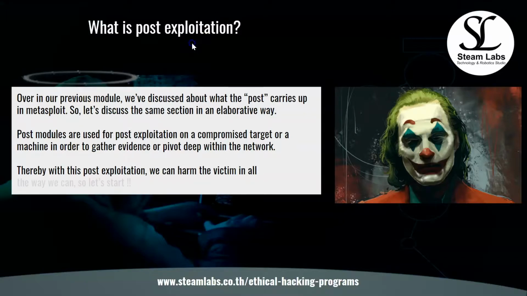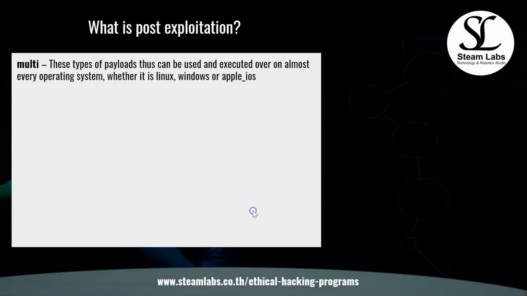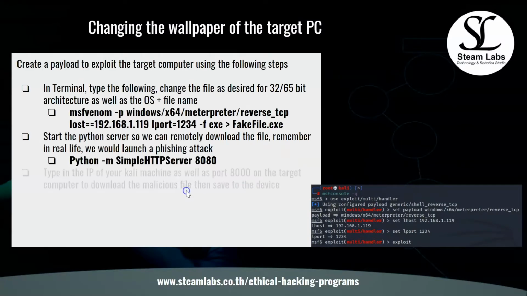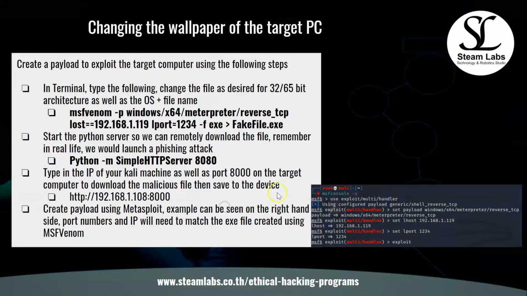So to get started, I'm going to skip over these couple of things which we can see here, and we're going to look at how to change the wallpaper on that target machine. In order for us to do this, we need to create a malicious file. We're going to be using MSFVenom to do this. Your IP and your port number are going to differ here, and obviously the name of your fake exe file is probably going to differ as well.